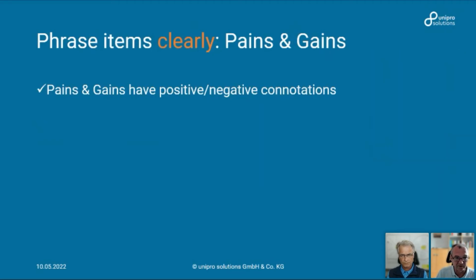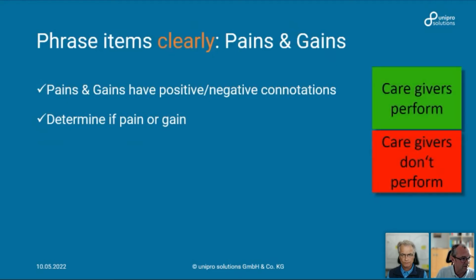Next point is determine if it's a pain or a gain. And sometimes it's not very clear. You may have noticed that. And sometimes it feels like a contradiction. But whenever possible, try to determine if it's a pain or a gain. In this case, we have two different items. One is a pain and one is a gain.